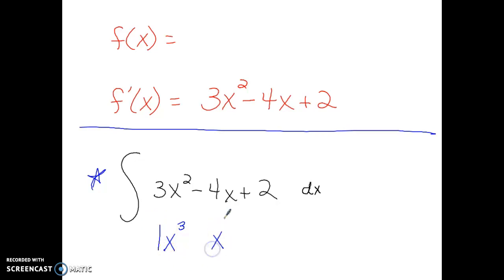Middle term, that will become x squared. Then negative 4 divided by 2 is negative 2. My third term would have a single x, x to the first, and then 2 divided by that 1 is just still a positive 2. And then last I need my plus c.